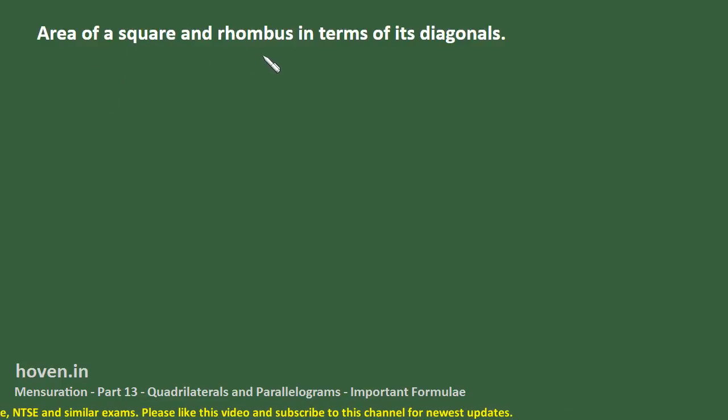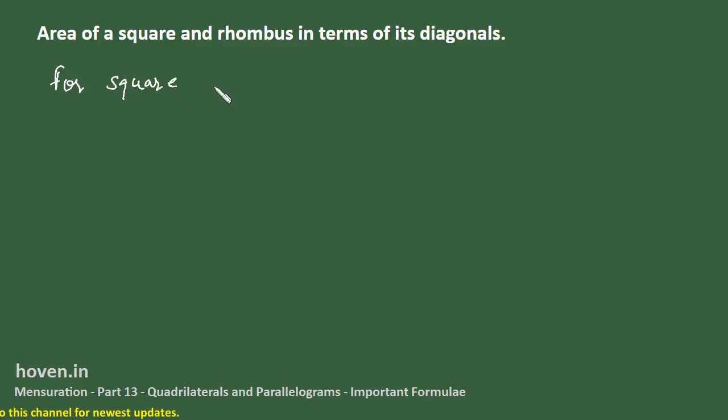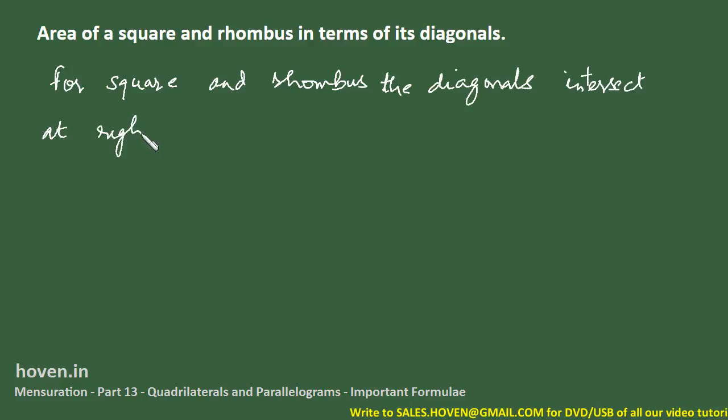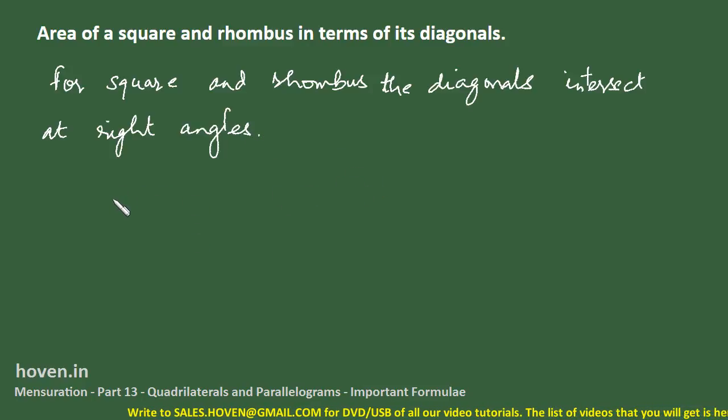Area of a square and rhombus in terms of its diagonals. Now we know that for a square and rhombus, the diagonals intersect at right angles. So if the diagonals are of length d1 and d2, and they are both mutually equal also, for a parallelogram they are equal, so for a square and rhombus they will be equal.